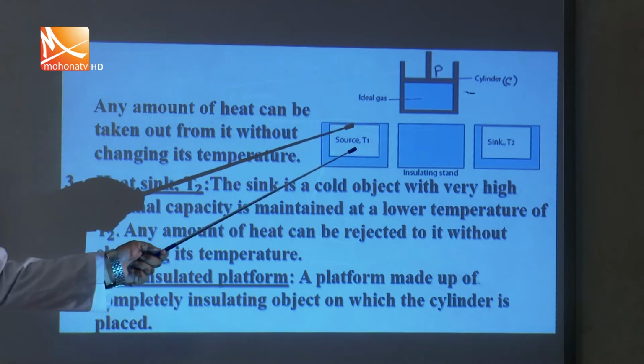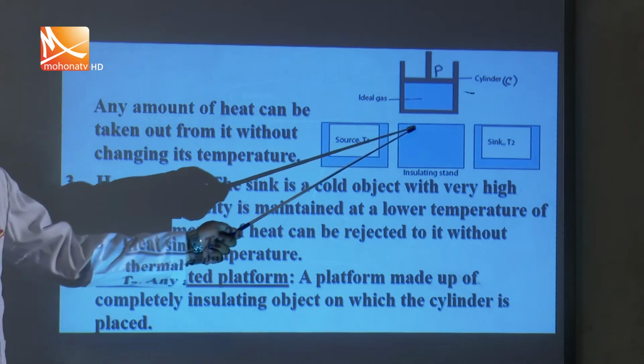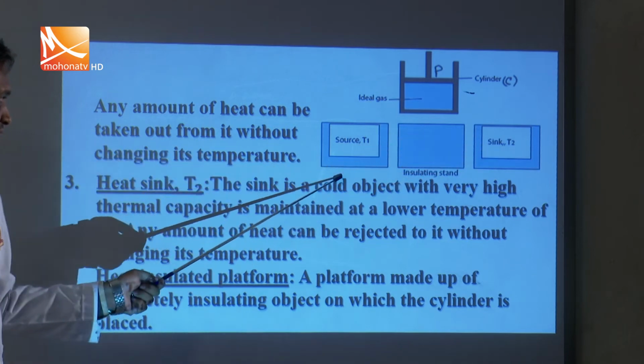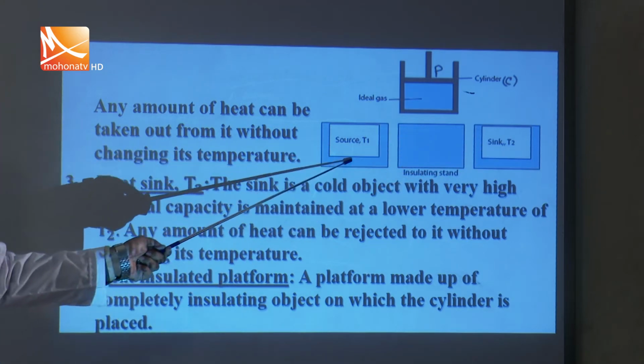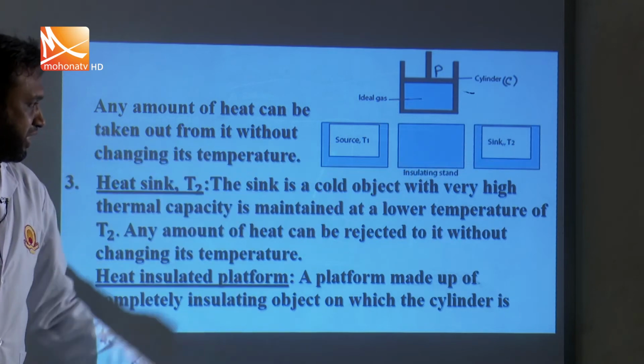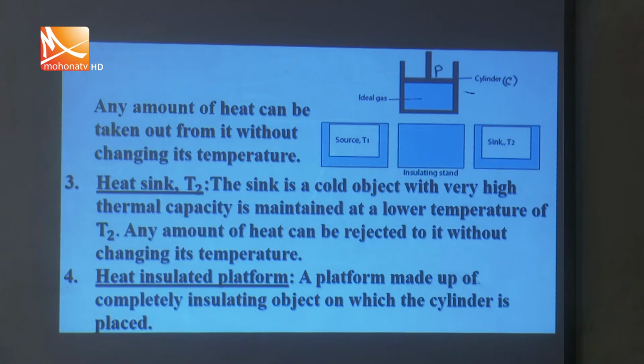There are, students, two bodies here. One is the heat source and another one is the sink. Here the heat source is at a very high temperature and the sink is at a low temperature.